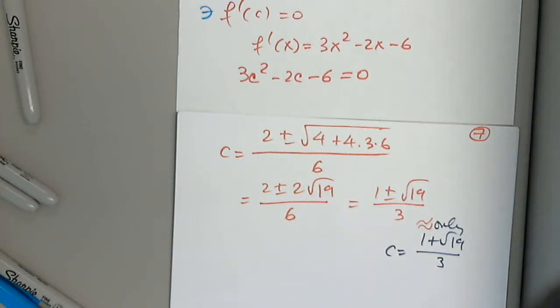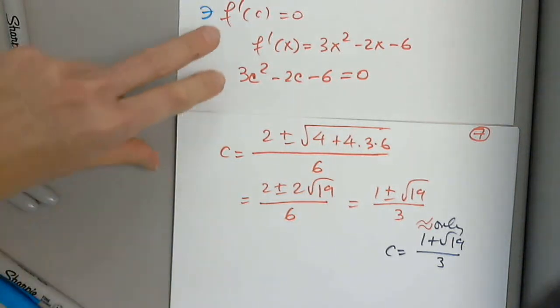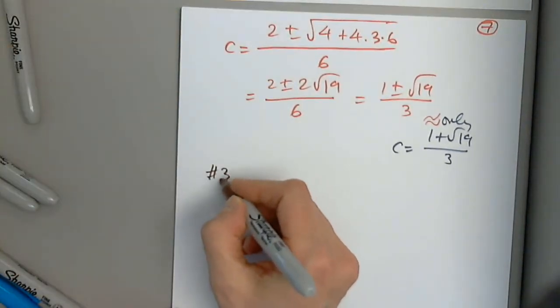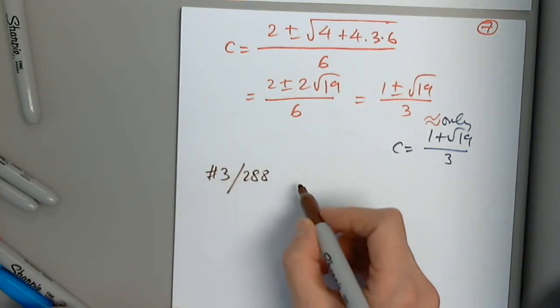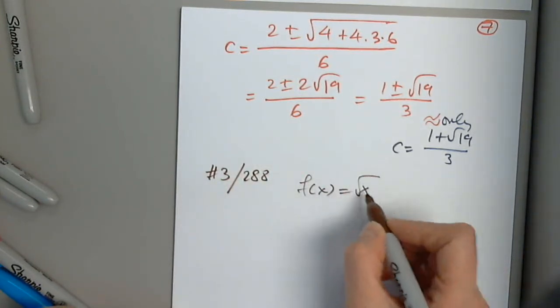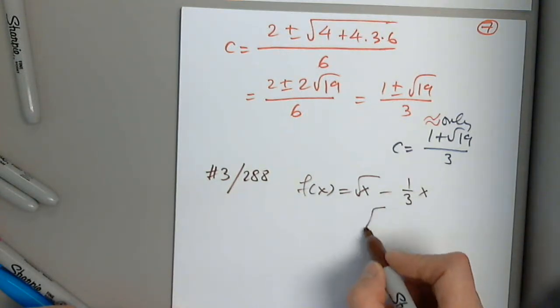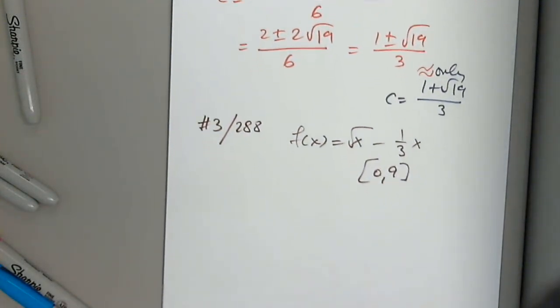Yes. Let's take a look at number 3. Number 3 is not a polynomial. Very good question. Number 3 on the same page, 288. So we have f of x equals the square root of x minus 1/3 x, and we are given [0, 9]. Perfect. So the same question here. We are given this function, and we are asked to verify the 3 hypotheses. If all are valid and correct for this function, then find c guaranteed by Rolle's theorem.